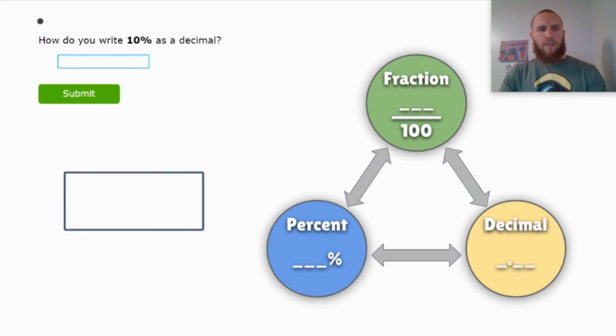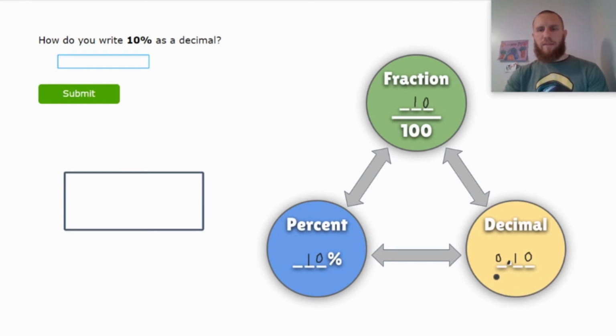Next problem says, how do you write 10% as a decimal? Okay, so this goes into why we were talking about decimals. So 10% as a decimal, I'm going to write it as a percent first. 10% as a fraction, it looks like this. 10 over 100. And we know that we can just copy this number down here into the place values. Tenths and hundredths. So we have 0.10 as a decimal.